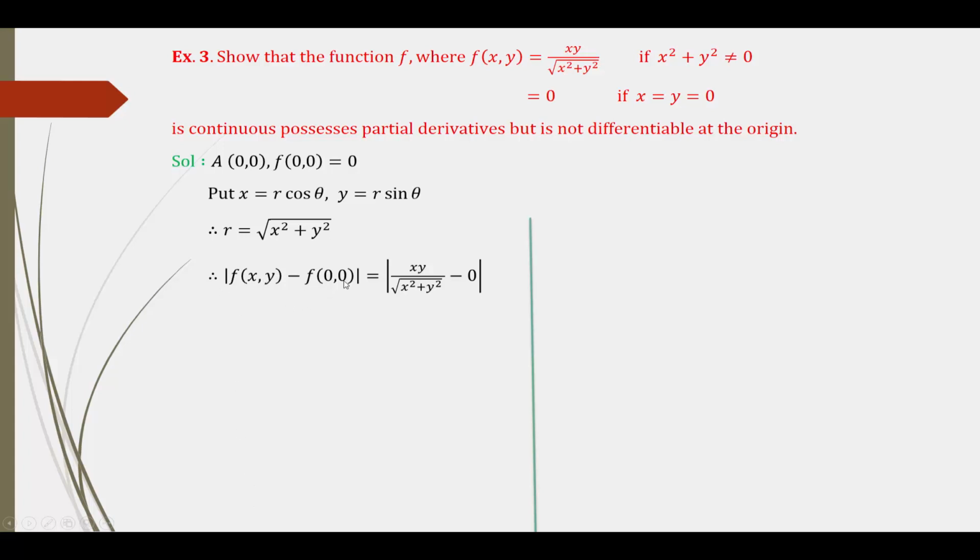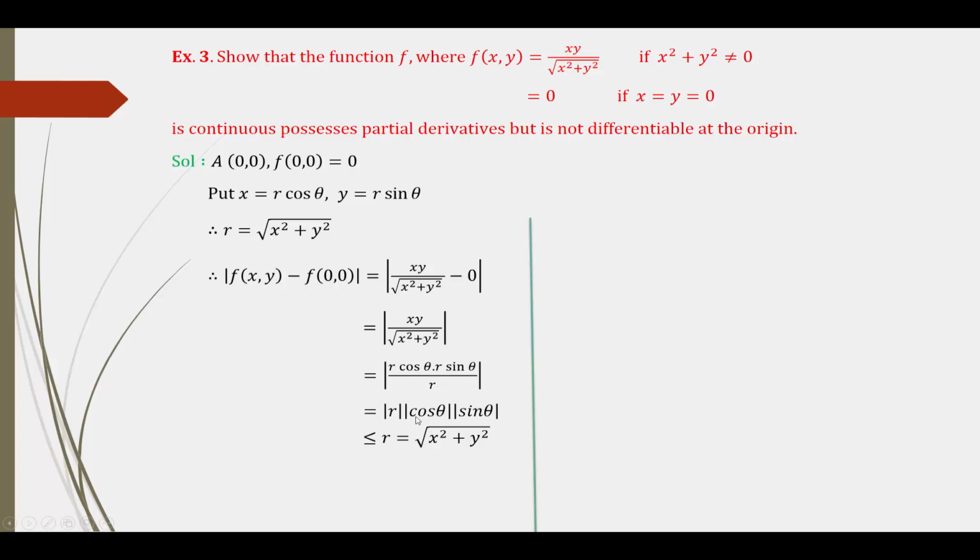Modulus of f(x,y) minus f(0,0) equals modulus of f(x,y), which is xy upon the square root of x square plus y square, and f(0,0) is 0. So it equals modulus of xy upon the square root of x square plus y square. The value of x is r cos theta, the value of y is r sin theta, and the square root of x square plus y square is r. One r cancels, and what remains is r times mod cos theta times mod sin theta.